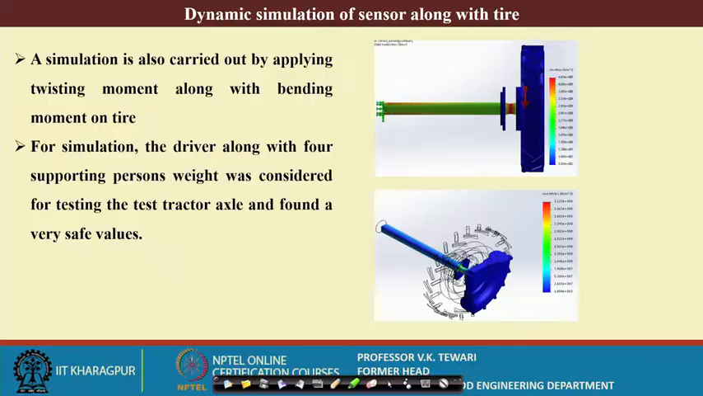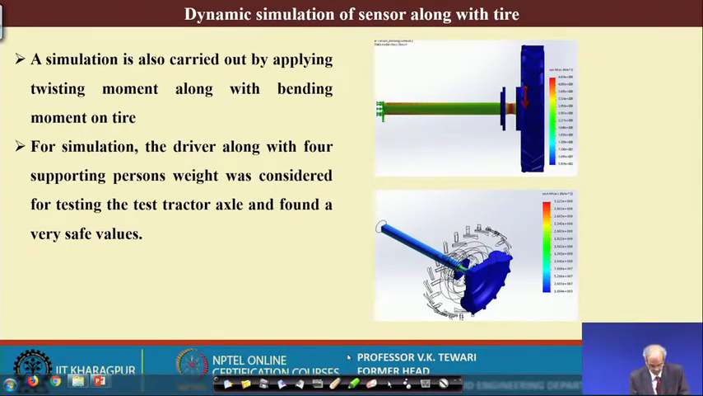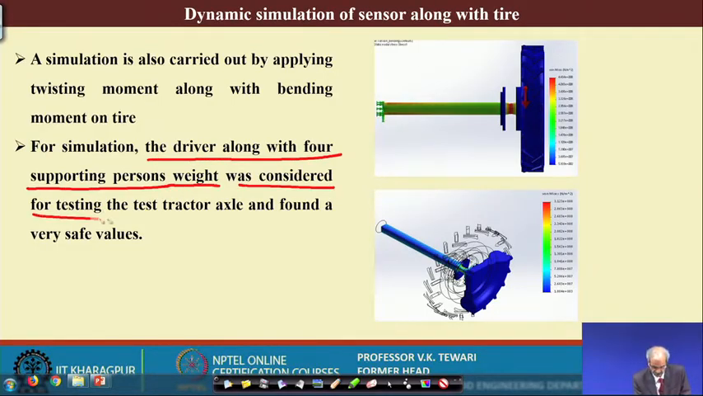Dynamic simulation of the sensor along with the tire. Yes, this has also been done. It is very essential that you do this, so that we know what happens when the tire is connected to this particular axle and the whole instrumentation, and where the locations are where it will be weaker, because that is needed. Once we know this is a weak position, accordingly the material of construction of this flange has to be chosen. So, for simulation, the weight of the driver along with 4 supporting persons was considered for testing the test tractor axle, and a very safe value was found.